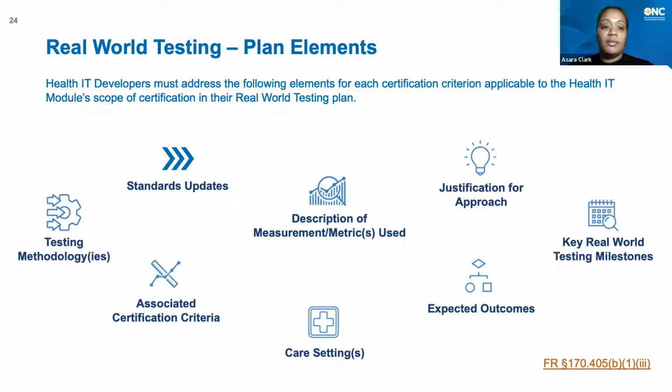All right, here are the real world testing plan elements that must be included in each of your plans. These are all key elements that you're going to be touching on when you're fleshing out your approaches. So you have to touch on the testing methodologies that you're going to use. You have to have at least one. You're going to touch on any standards updates that have been granted or updated by or before the August 31st deadline. You have to include those, and you have to demonstrate how you're going to prove the functionality is there after those updates with real world testing. So you have to touch on those.